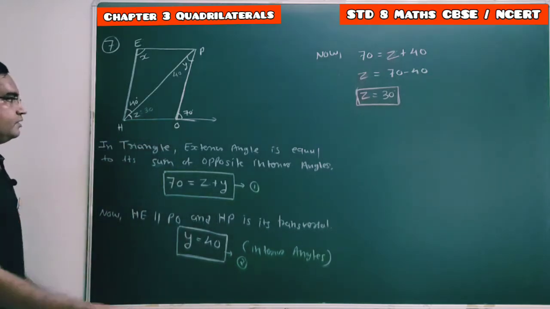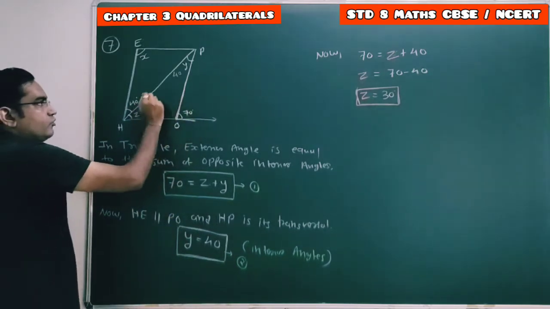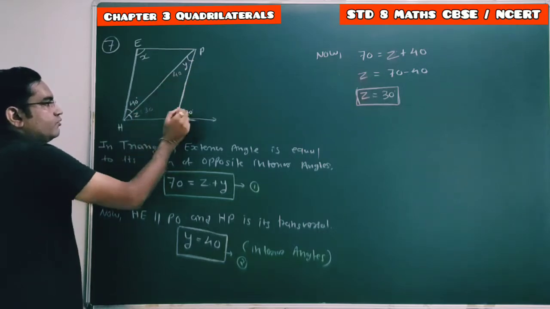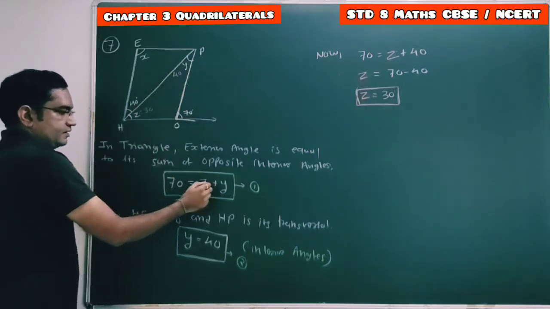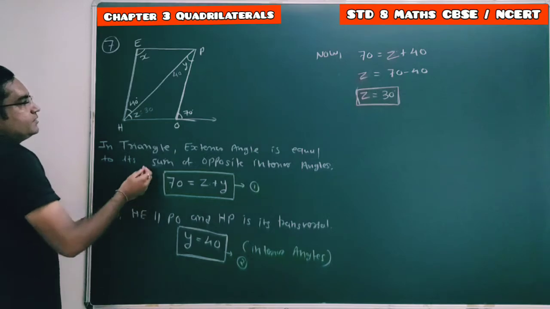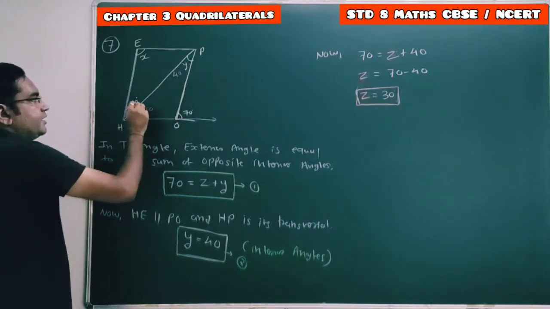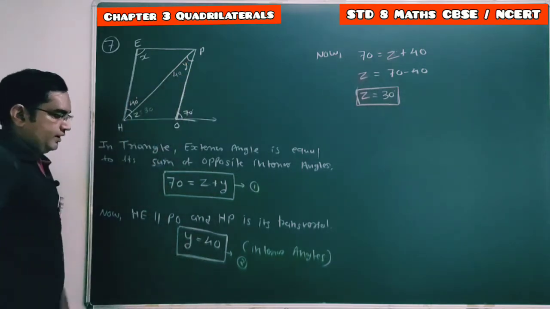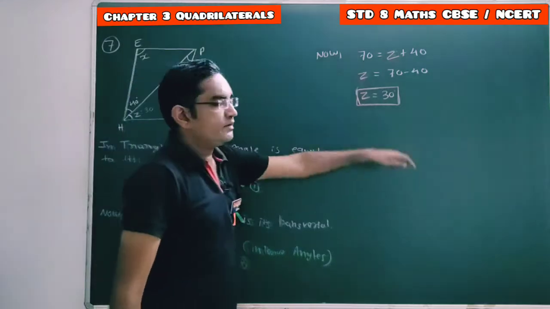Is that clear? Exterior angle is equal to the sum of the opposite interior angles. 30 plus 40 equals 70. So z plus y equals 70. And these are the alternate interior angles. So y equals 40. Put y equal to 40. We get the value of z.